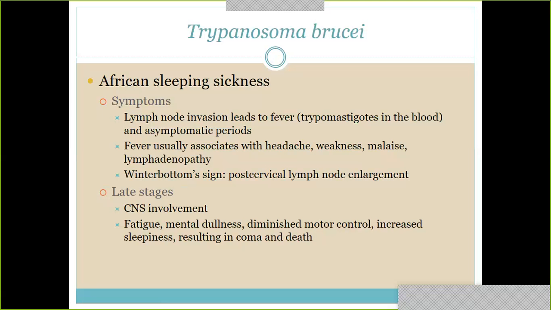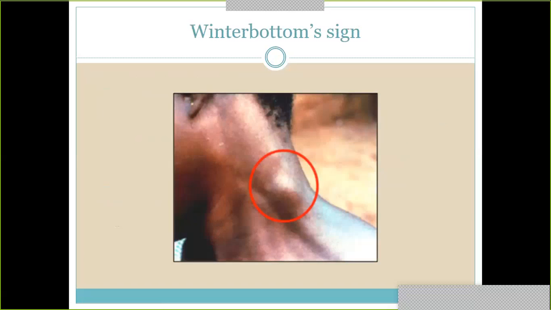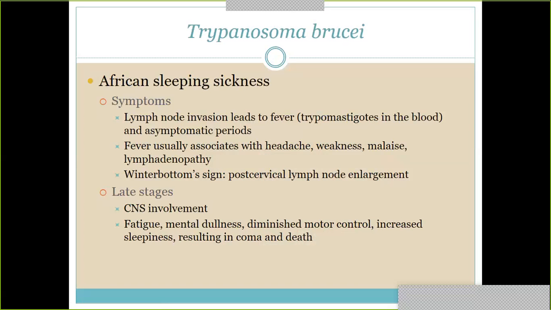You'll get this, what they call posterior cervical lymph node enlargement. So right in the neck, there is this specific lymph node enlargement that occurs that's called the Winterbottom sign. It's a classic finding for sleeping sickness. It looks like that. I don't expect you to remember that. It's just FYI. And then if this were to continue, not get treated or caught right away, it can involve the central nervous system. And so as a result, this is where the sleeping sickness name comes in. So extreme fatigue, mental dullness, increased sleepiness, and finally coma and death if it continues and doesn't get treated.